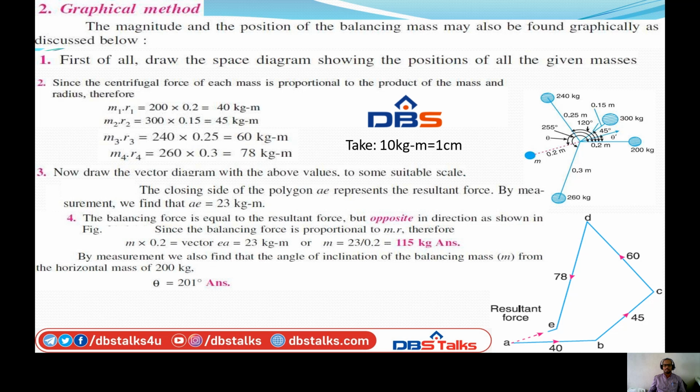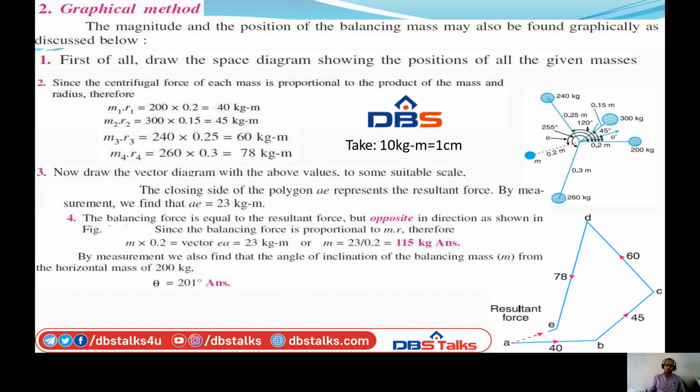Since the mass of 200 kg, with a radius of 0.2 meter, is horizontal, draw AB as horizontal. Then, in continuity of the polygon diagram, the second mass is presented with respect to the first mass at 45 degrees. So we have to continue with the second centrifugal force as 45 kg meter. So it is 4.5 centimeters. From B, draw a 4.5 centimeter inclined line. How much is the inclination? It is 45 degrees.